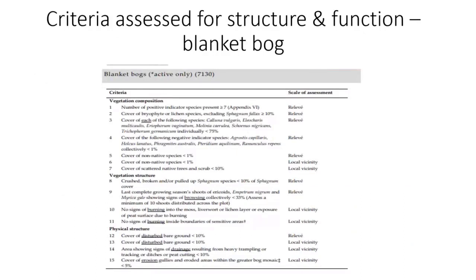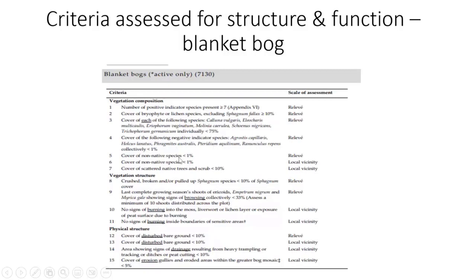Looking at it more widely, this is all of the attributes that would be measured for structure and function on a blanket bog for that annex habitat assessment. And you can hopefully start to see where some of the acre scoring systems come from. So we have a number of positive indicators, the cover of different indicators, so bryophytes or lichens. The cover of negative indicators.